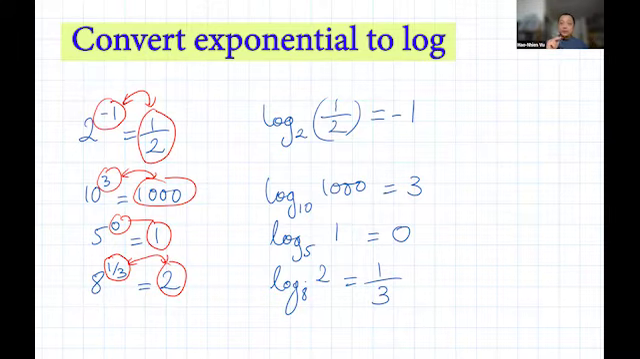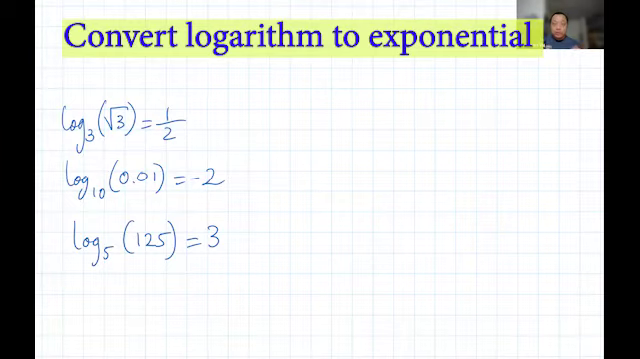So that's how you convert from exponential to logarithm. Now let's do some conversion the other way around, from logarithm back to exponential. We're given these 3 equalities involving logarithm. Let's switch them into exponentials.